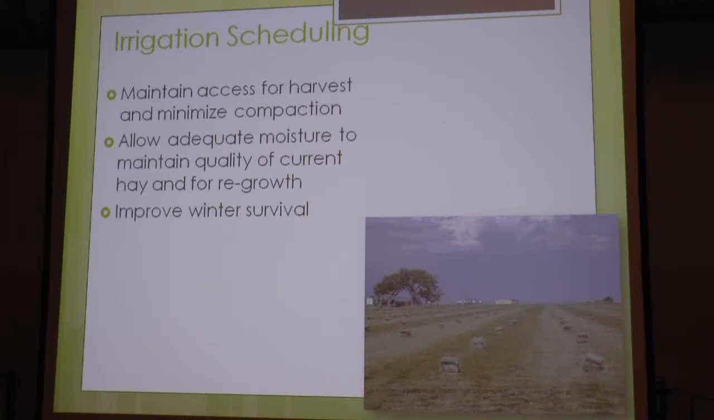And then in your forage systems, if you have a better idea of your soil moisture, you can time your water to minimize compaction at harvest, and know that you're going to have adequate soil moisture there for regrowth, and also adequate soil moisture going into winter for survival of your perennial crops.